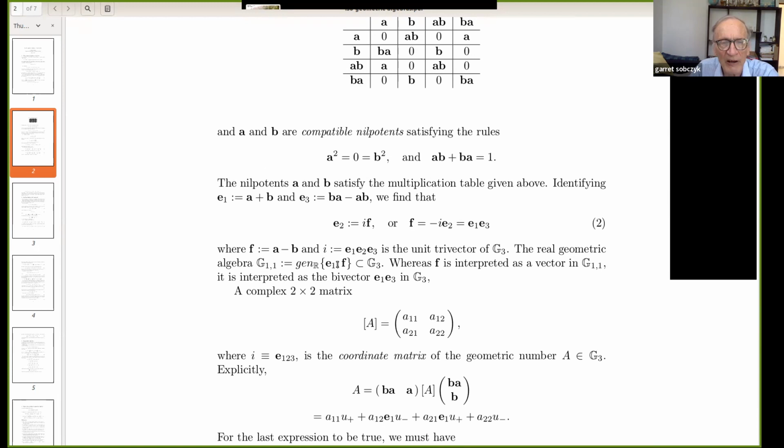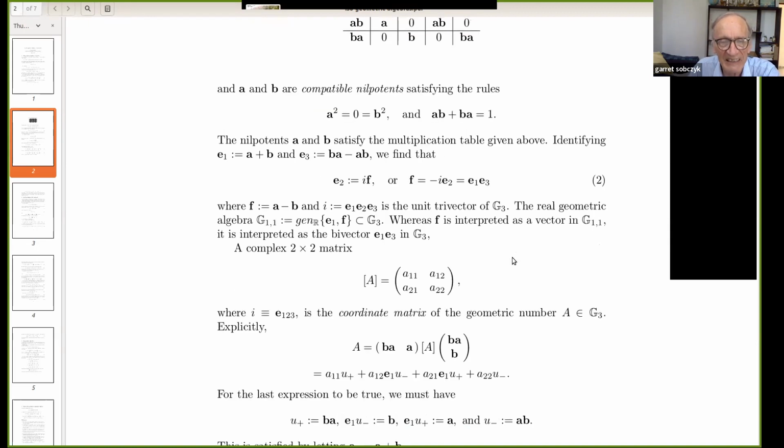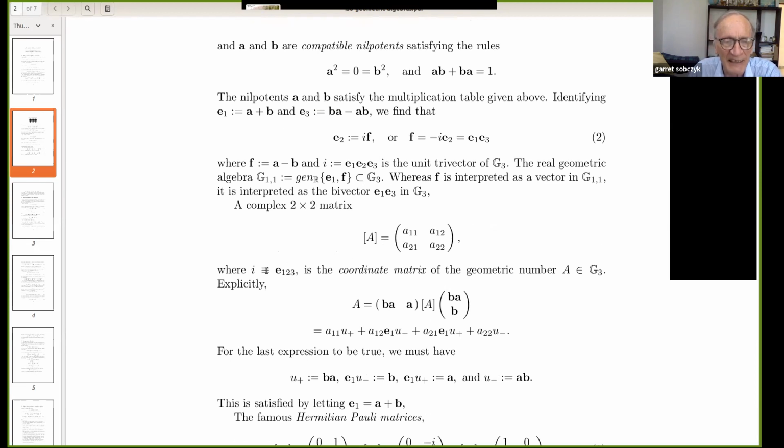Well, usually I write, here you have E1 is equal to A plus B, so we could call that F1 because that's A minus B. But you see, F is interpreted as a vector of G11, and F has square minus 1. It's very easy to prove these things, but I can't put everything down. So again, think about I as interpreted in G3 as the square root of minus 1.